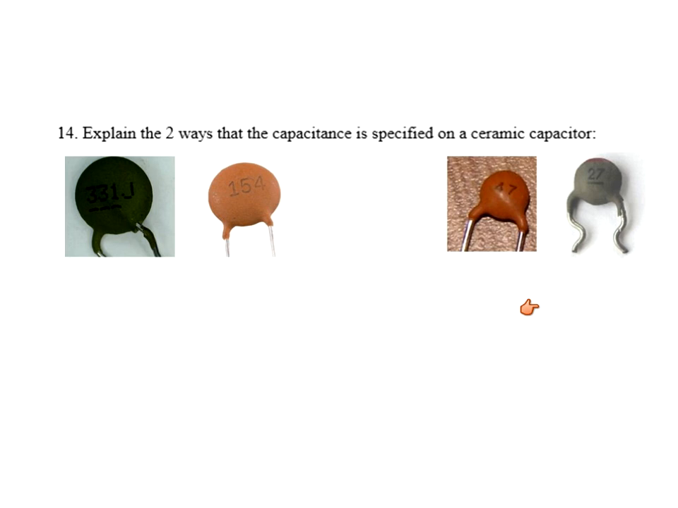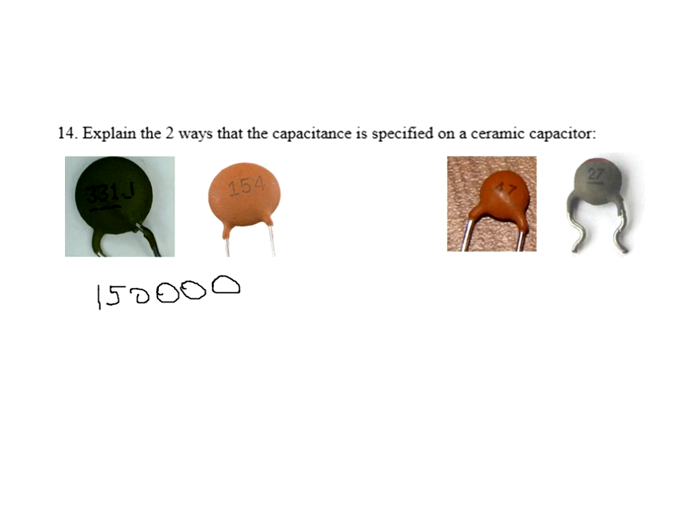So for small ceramic discs, if you have a 3-number picofarad code, the first 2 numbers tell us the value, and then the last number tells you the amount of zeros on the end. In this case, this would be 330 picofarads. But what about this one, a 154? Oh, a 154, that's interesting. A 1 and a 5 for the first numbers, and then 4 zeros after it. 1, 2, 3, 4.